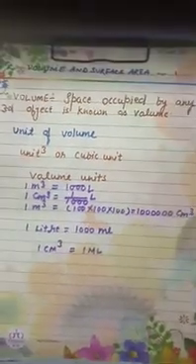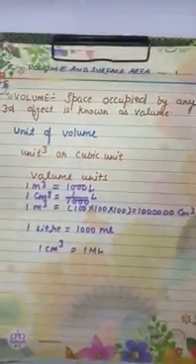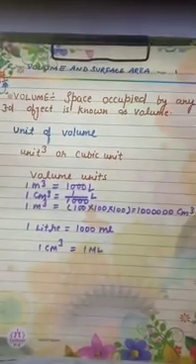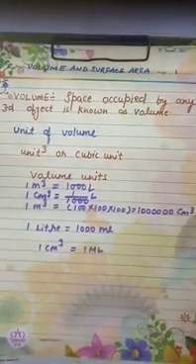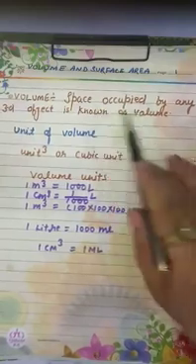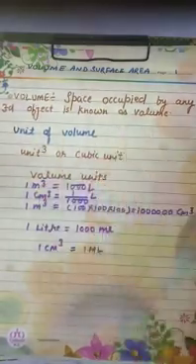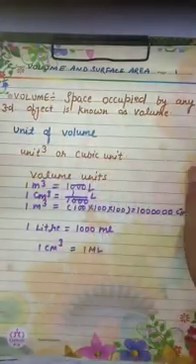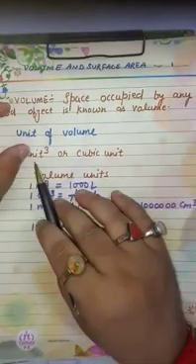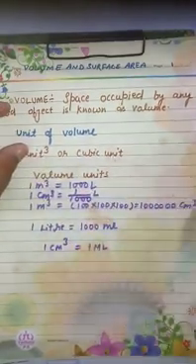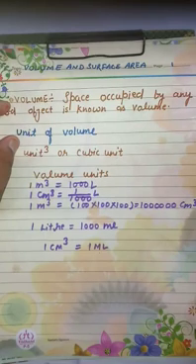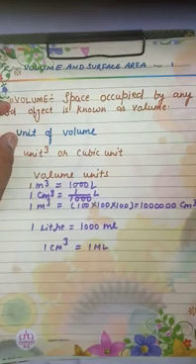Good afternoon, class. Today we are going to learn about the volume. Class, the space occupied by any 3D object is known as volume. The unit of volume is unit cube or cubic unit. Class, we can say centimeter cube or cubic centimeter, meter cube or cubic meter.